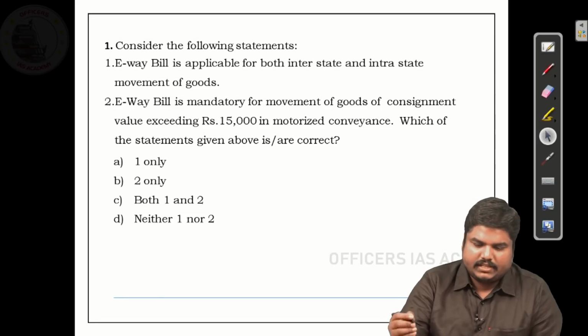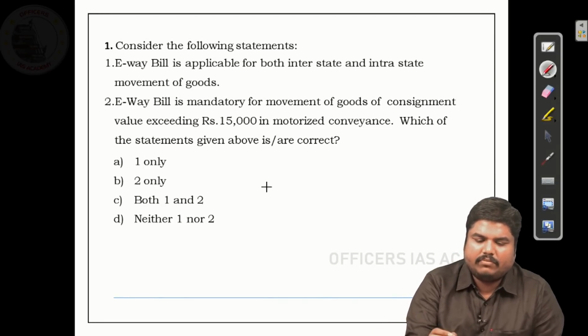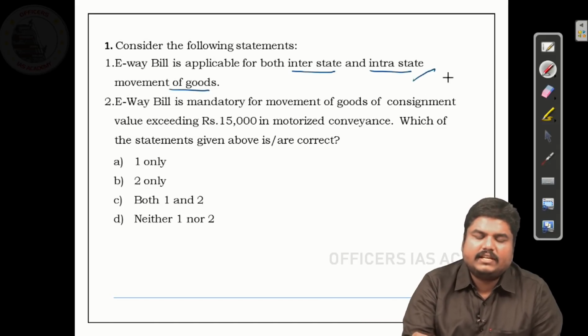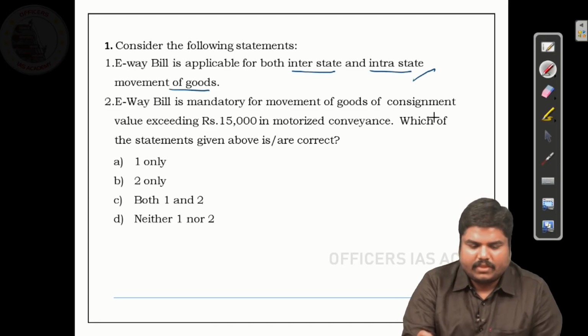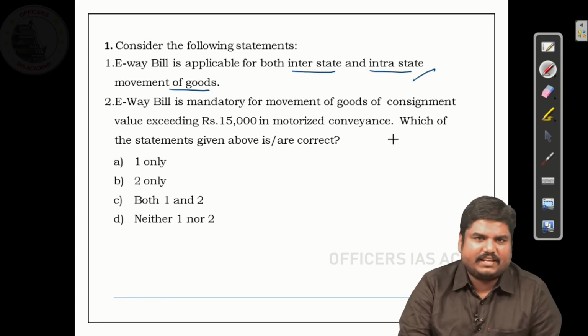So first question, this is regarding e-way bill. E-way bill is applicable for both interstate as well as intrastate movement of goods. That is a correct statement. So what is this e-way bill? This e-way bill was introduced for removing the tax evasion made in the goods and service taxes.